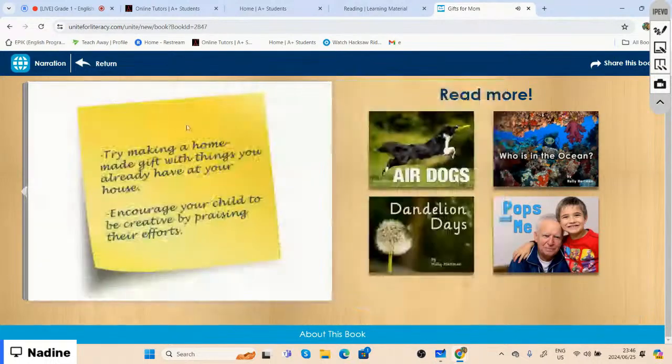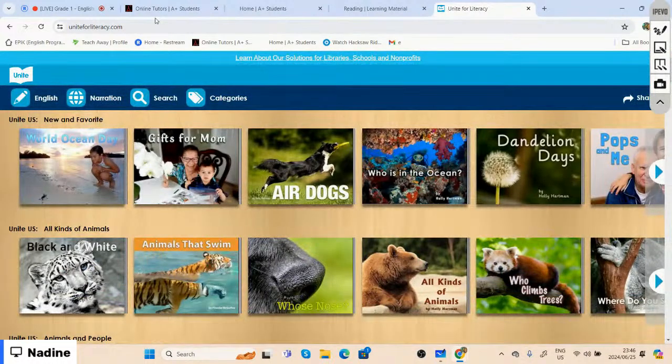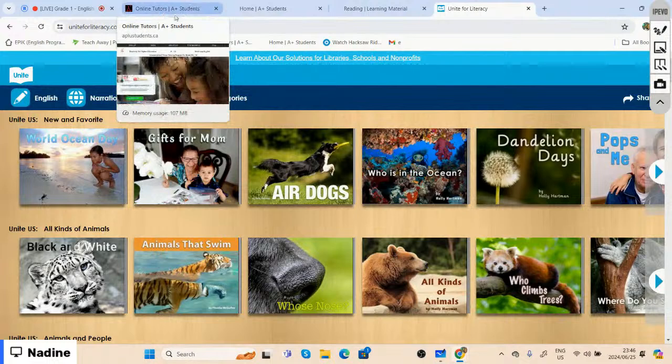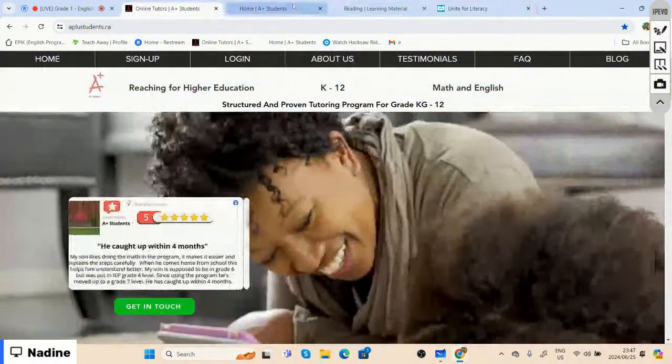All right, so that is basically an audio book about gifts for mom. It's something that the little boy did with his grandma. So whenever you want to go over and read all of these audiobooks that you see over here, you can go to A plus classes.ca, and there you'll find it under learning material, right?